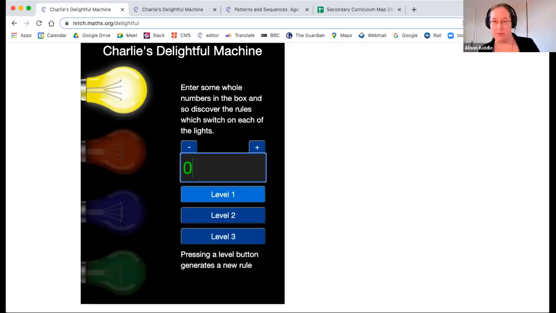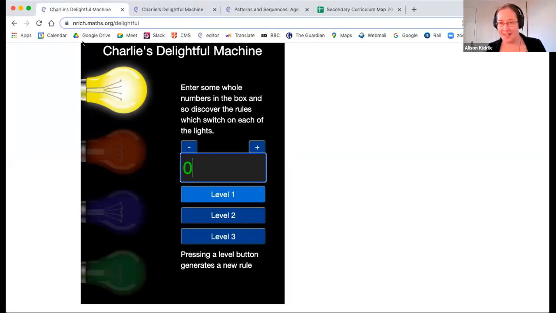Okay, I'm going to ask everybody then to put in the chat if there is a particular number that they would like to try to see which lights it switches on. So this is pretty much what I would do in the classroom. I would invite students to suggest numbers to try to start off with. So what number should we try?